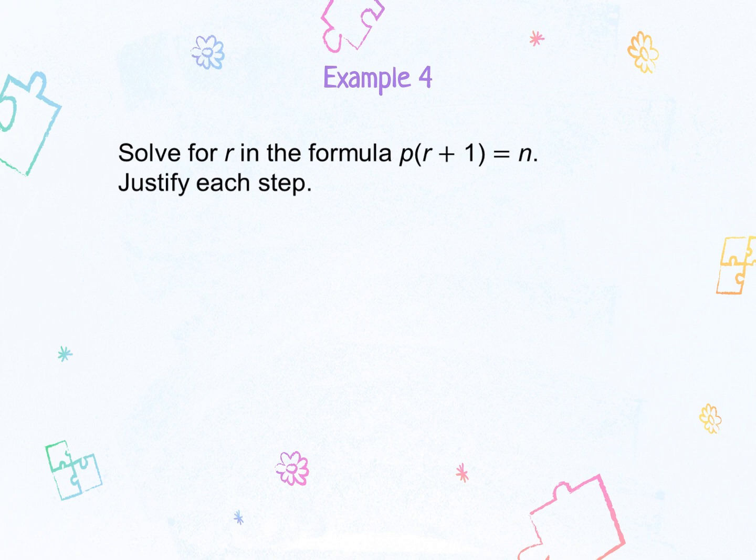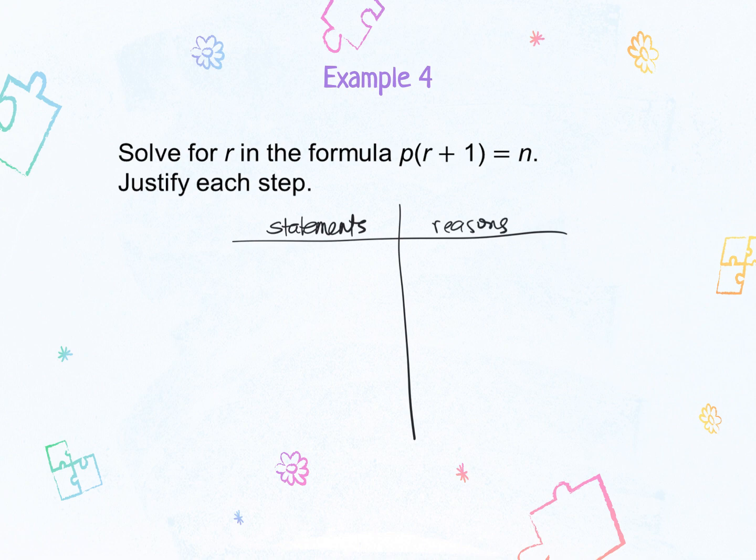So again here, we're going to do the same thing. We're going to create a little T-bar. I'm going to have my statements on the left and my reasons on the right. And I'm always going to start with the given, P times R plus 1 equals N. I'm going to put that as given. So step 1 is given.